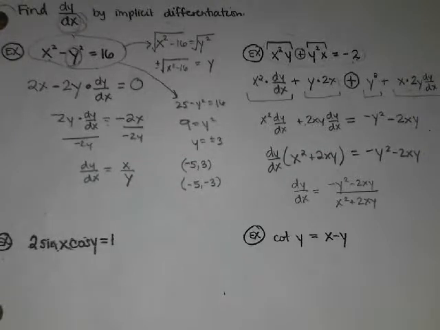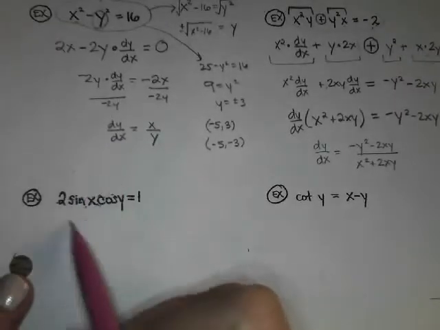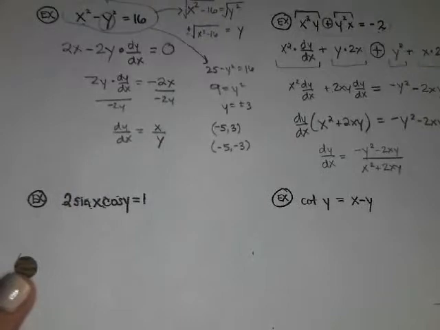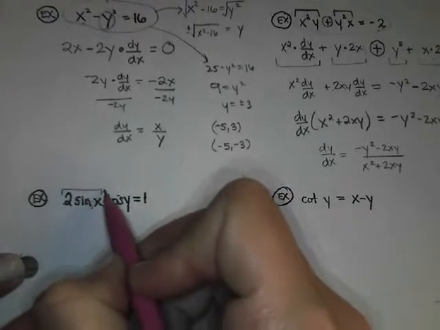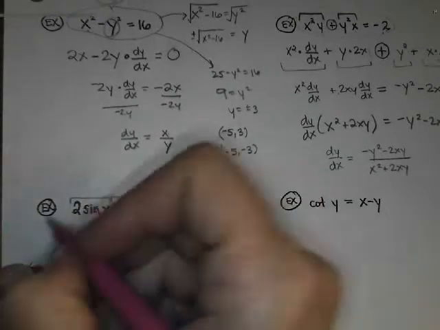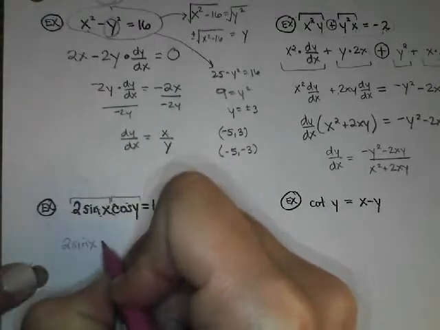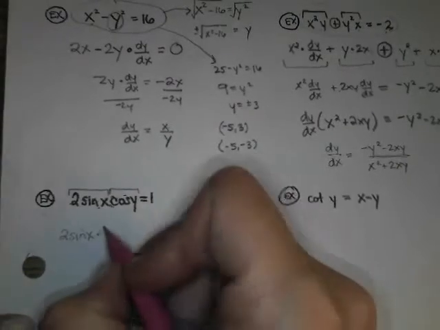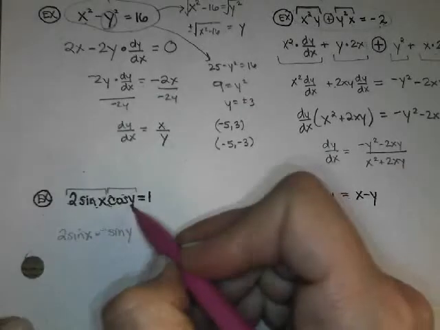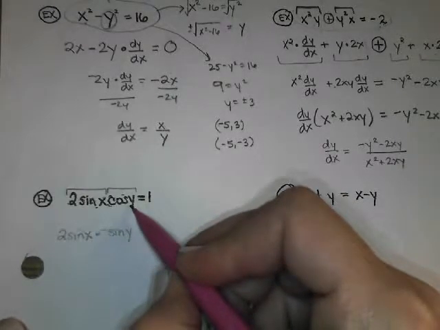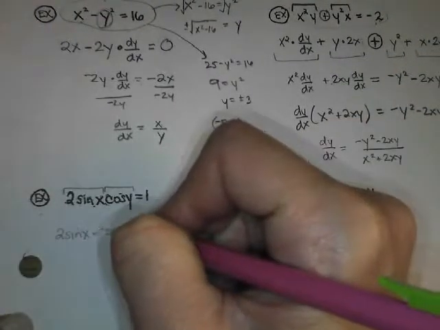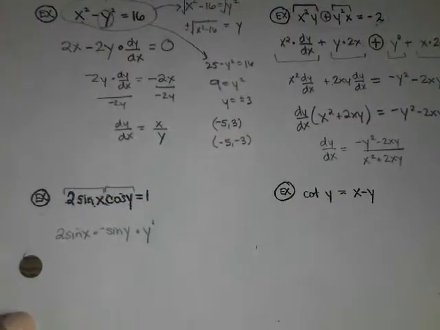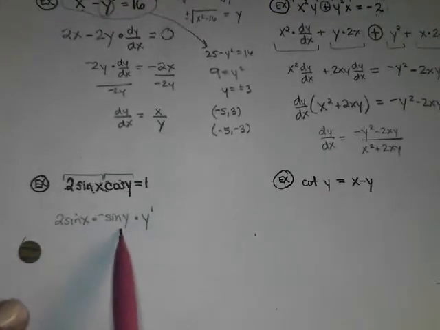What rule are we dealing with here? Product, okay? This will be our first, and this will be our second. So we have our first times the derivative of our second. What's the derivative of cosine? Negative sine of y. And because that was a y, we need a dy dx. But like I said, I'm going to do y prime. So that's our first times the derivative of our second. Plus our second, cosine y, times the derivative of our first.